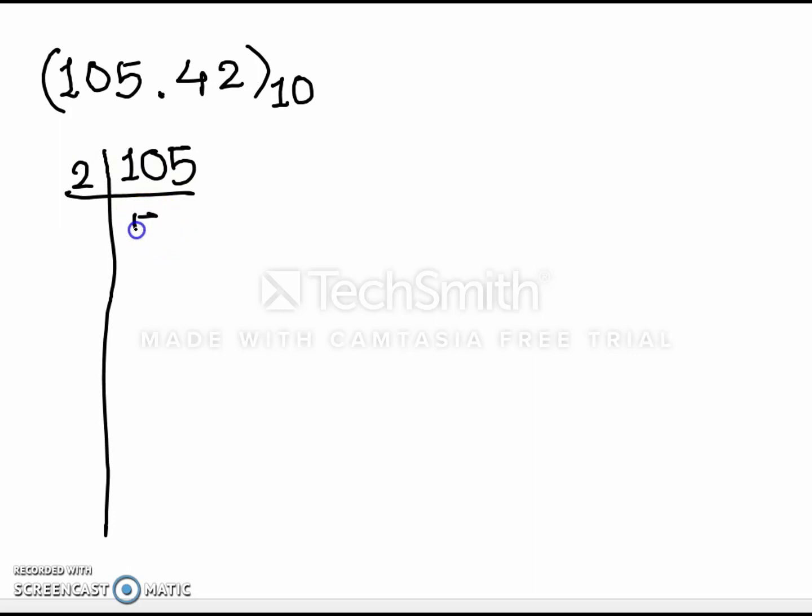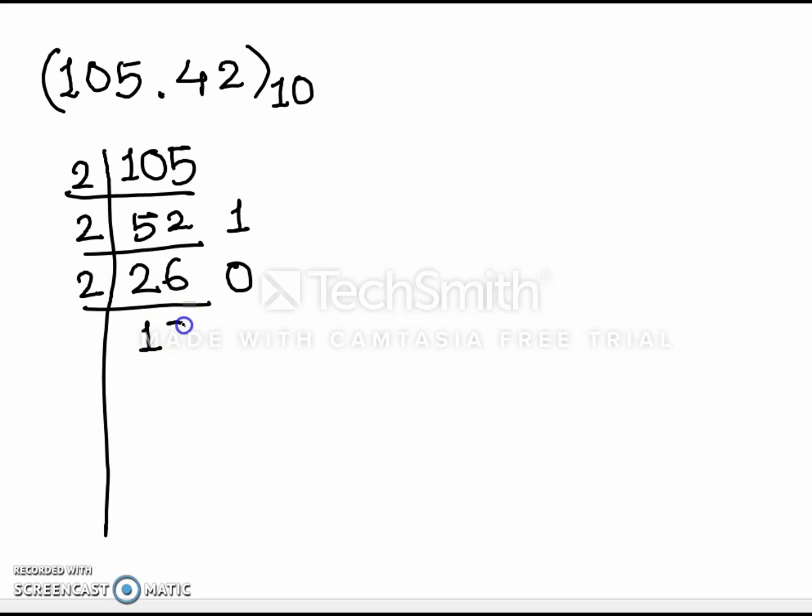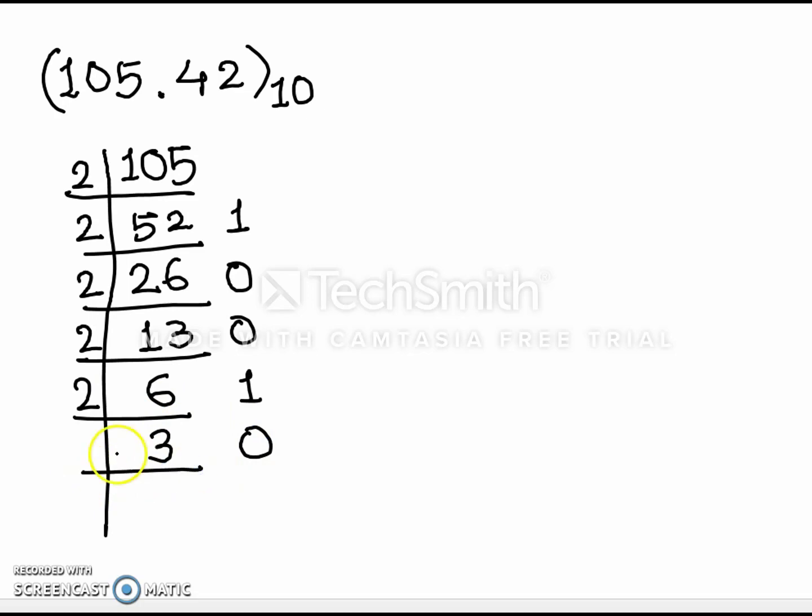105 divided by 2 is equal to 52, and one remainder. 52 divided by 2 is 26, 0 remainder. 26 divided by 2, 13, 0 remainder. 13 divided by 2, 6, 1 remainder. 6 divided by 2, 3, 0 remainder. 3 divided by 2, 1, 1 remainder. And 1 divided by 2, 0, 1 remainder.